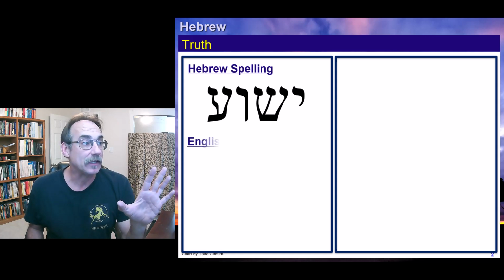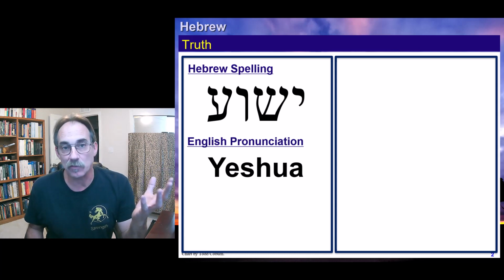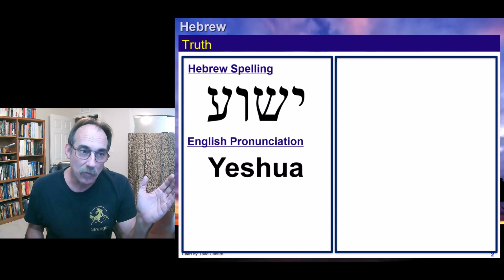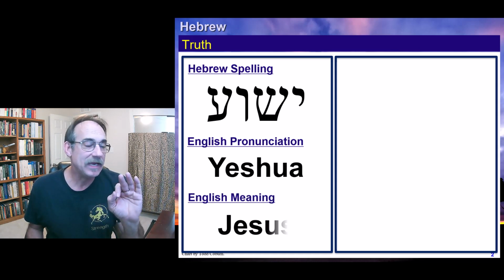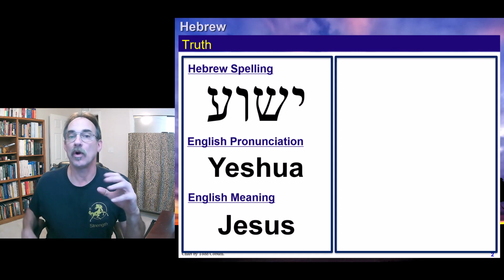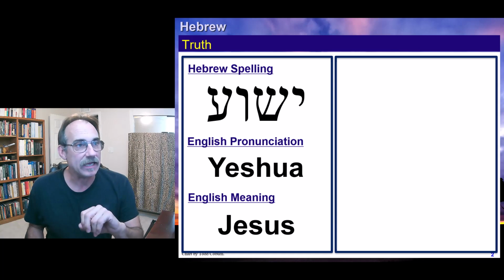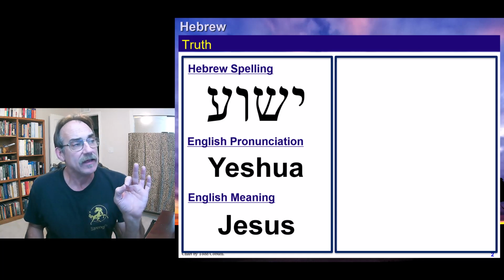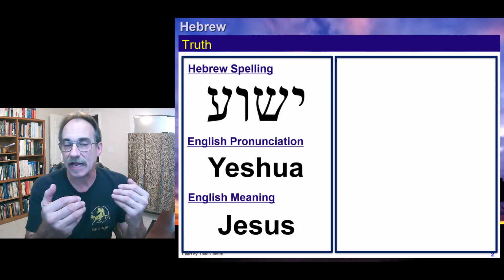That's the Hebrew spelling. So the English pronunciation is either Joshua, that's more common, or when we're trying to be more accurate to the Hebrew, we might say Yeshua, like it's actually pronounced in Hebrew. And the meaning is actually what we attribute the word Jesus to, this Greek word for the Messiah, Jesus. But if we look at the root of this word, we can glean some insights.